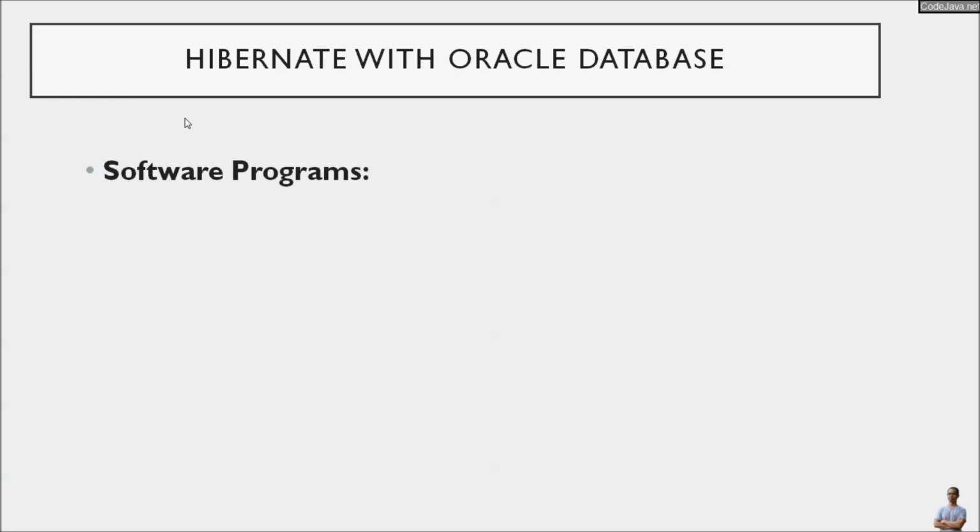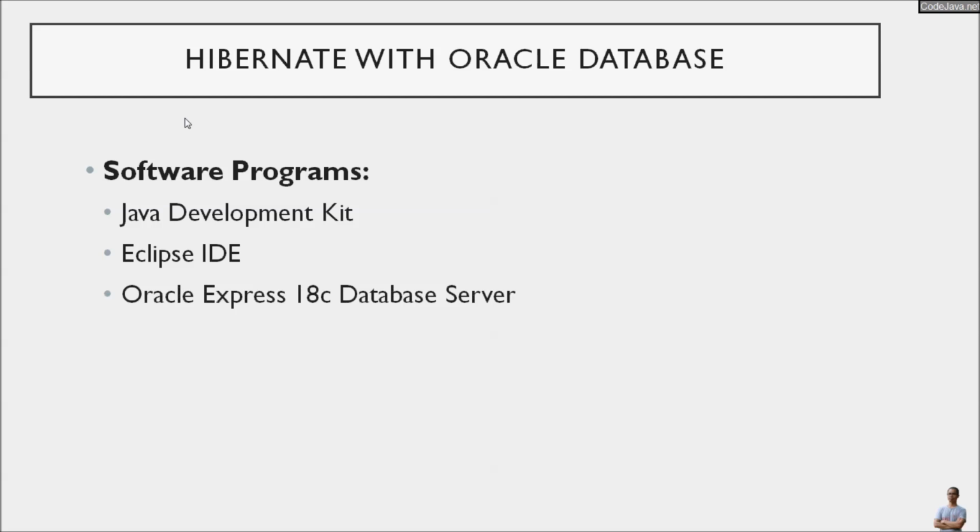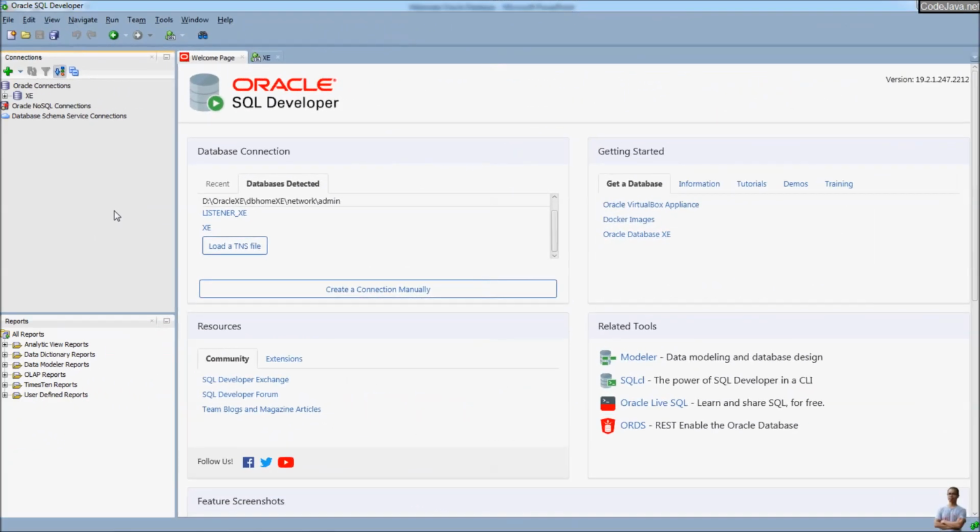So in this video tutorial, I'm using the following software programs: Java Development Kit (JDK), Eclipse IDE, Oracle Express HTTP Database Server, and Oracle SQL Developer. This is a tool to manage Oracle database. So before following this video tutorial, make sure that you have these software programs installed on your computer. This is the Oracle SQL Developer tool that allows programmers and developers to manage Oracle database visually. It is written completely in Java.